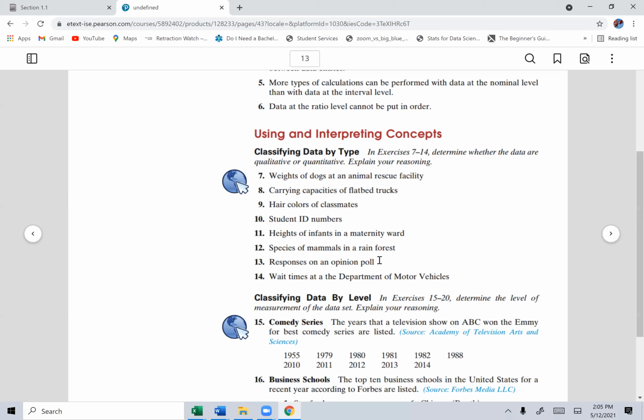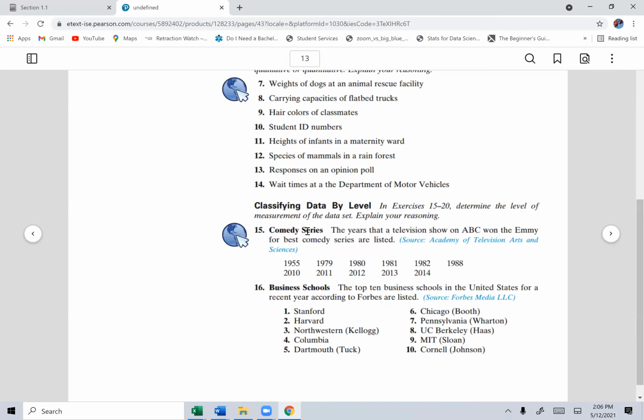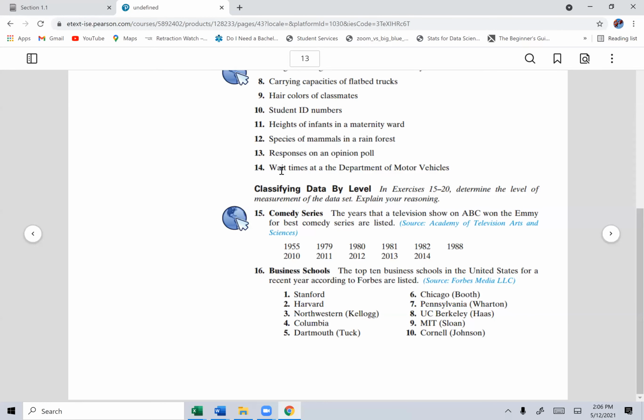Responses on an opinion poll, qualitative. Unless the response was to say how much money you have, but it's an opinion, so an opinion is going to be in words. Wait times at the Department of Motor Vehicles, quantitative. 1 hour, 2 hours, 3 hours, 10 minutes, that's quantitative.